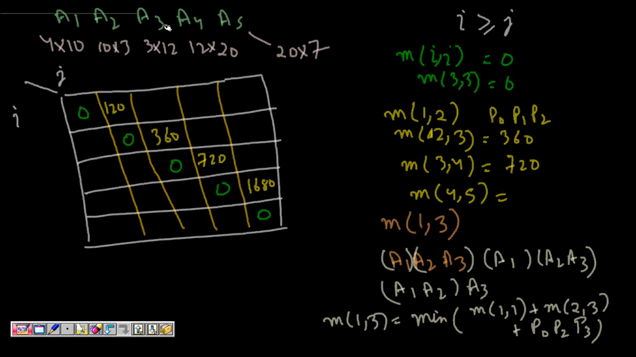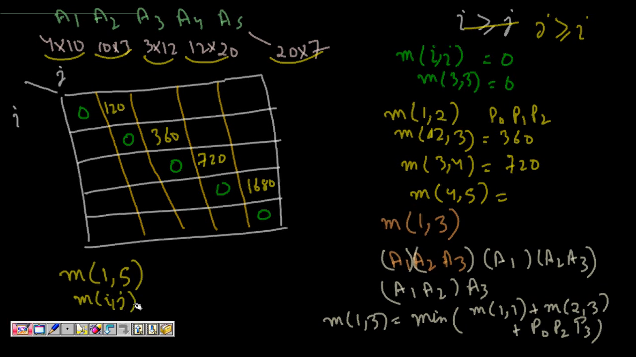I have a1, a2, a3, a4, a5 and their sizes are given. a1 is 4 into 10, a2 10 cross 3, 3 cross 12, 12 cross 20 and 20 cross 7. Okay, so this is the matrix, and now we have j is greater than or equal to i, and what we have to do is find basically m1 to 5, and to do that we have to do various smaller calculations or sub problems for Mij. Okay, so now I have to fill this upper diagonal.